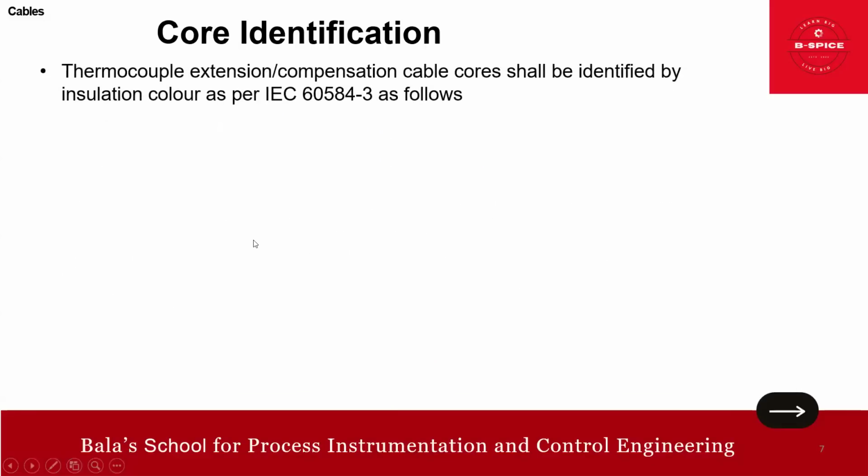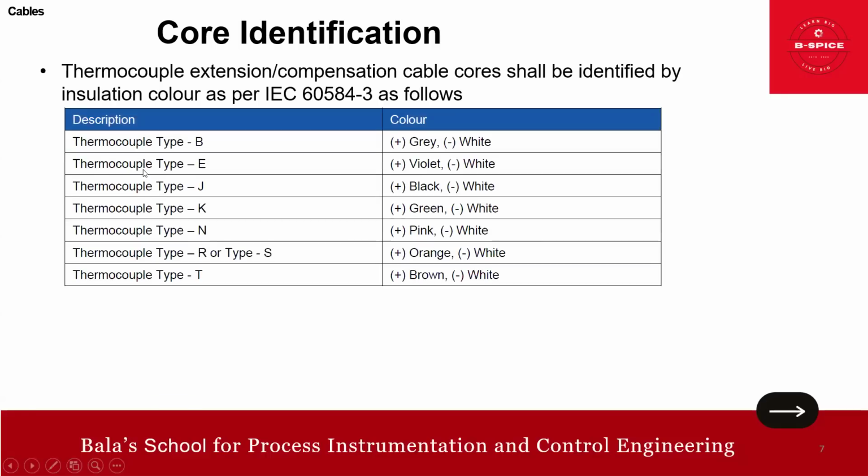So here, one more point on this core identification. Thermocouple extension and compensating cable core shall be identified by insulation color in line with IEC 60584 part 3. How? Let's see. Thermocouple type B, positive gray, negative white. Thermocouple E, positive violet, negative white. Thermocouple J, which we use commonly, right? Positive black, negative white. Then K, also commonly used: positive green, negative white. Then N is positive pink, negative white.